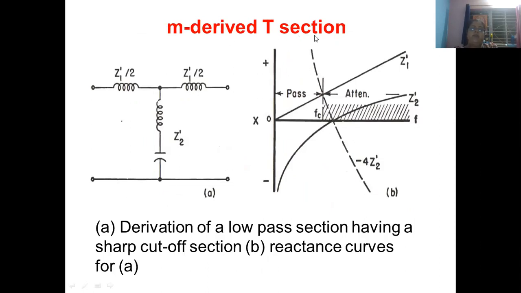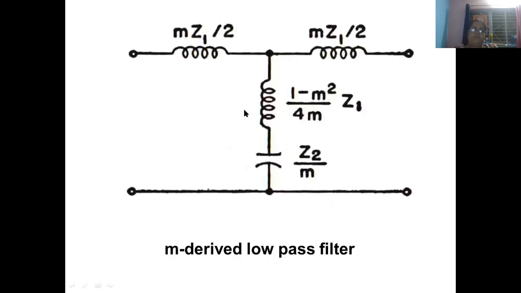Now this is the M-type T section. In the T section, we will have two inductors, and the shunt arm is replaced by one inductor and capacitor. We show the reactance curve for the M-type T section. This is the M-type low pass filter.